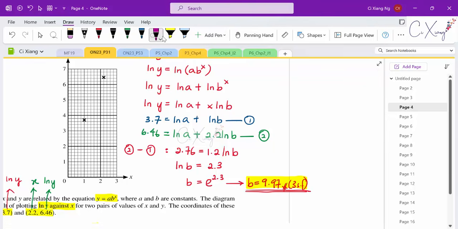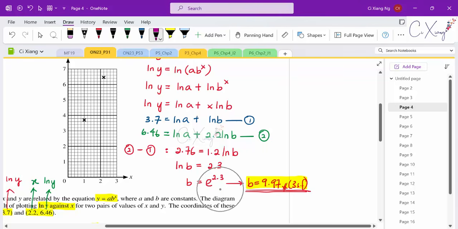Okay, then again, substitute the value for b into either one of the equations here. So for me, I will substitute into equation number 1, where I will have 3.7 equals ln a plus ln b. So I'm having ln e power 2.3, because e power 2.3 is my b. I strongly suggest you substitute b using e power 2.3 but not 9.97, because 9.97 is the answer that we have actually simplified, or corrected to 3 significant figures.